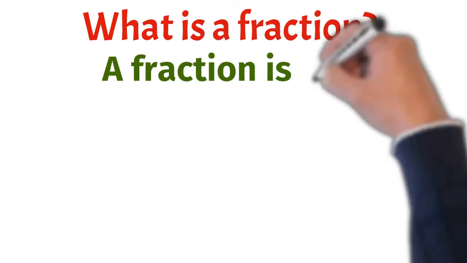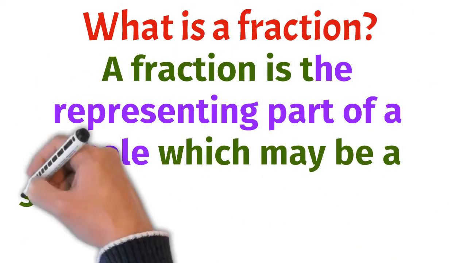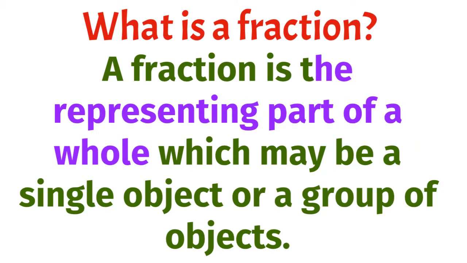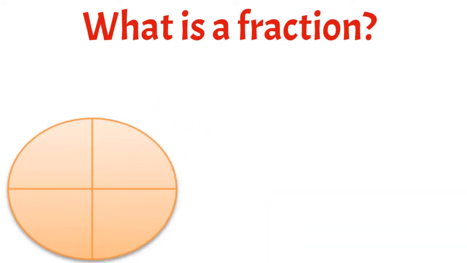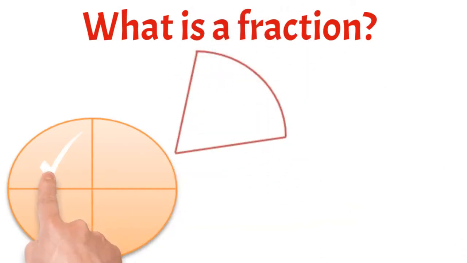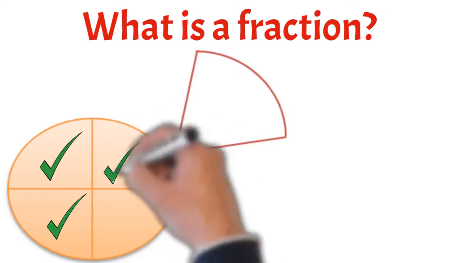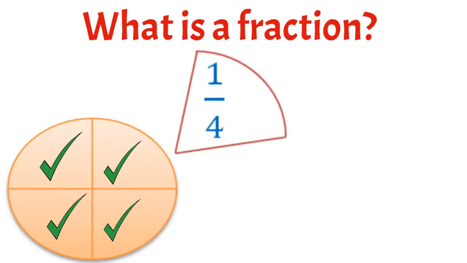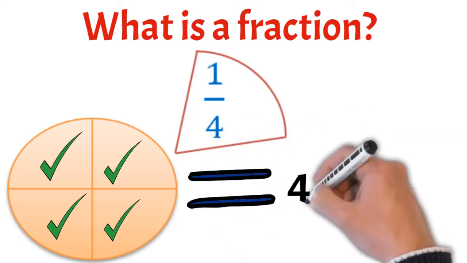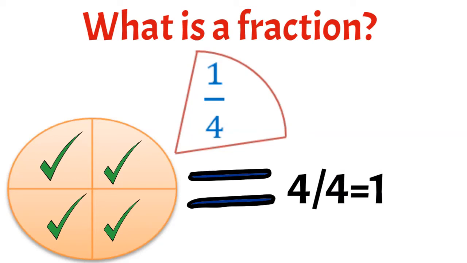So first, what is a fraction? A fraction is the representing part of a whole which may be a single object or a group of objects. On your screen, you can see a figure of bread which has been divided into 4 equal parts and one part of it has been taken out. Now, each part of this bread is fraction 1/4 of the bread or the whole thing. These 4 parts together is 4/4 or 1 or the whole bread.